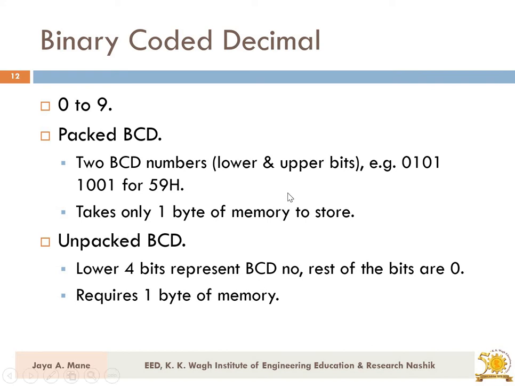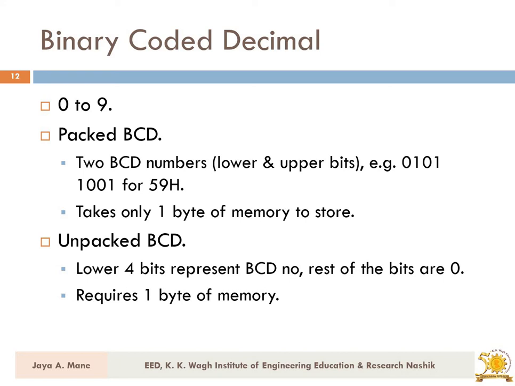Say an example is given like 59, how can we represent the number 59? This way: 0101 denotes 5 and 1001 denotes 9. So you have that number with you, 59. It's a binary coded number because 5 is between 0 and 9, and 9 is also between 0 and 9. So this is a packed binary coded decimal, and this number occupies 1 byte of memory to store.